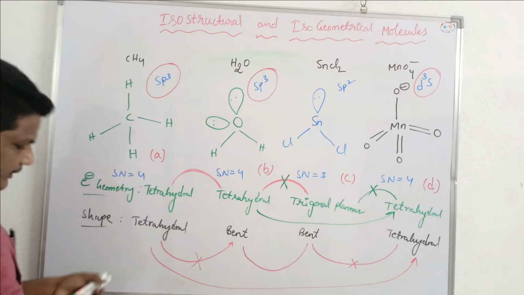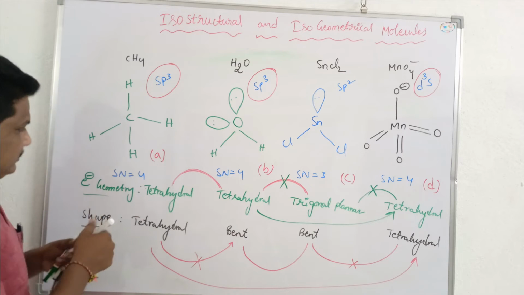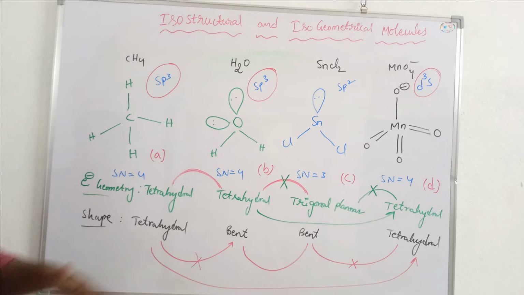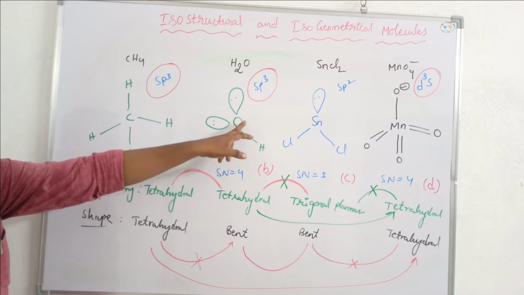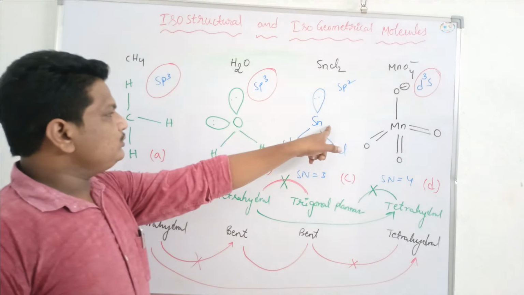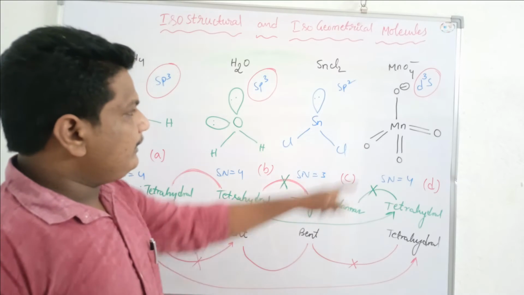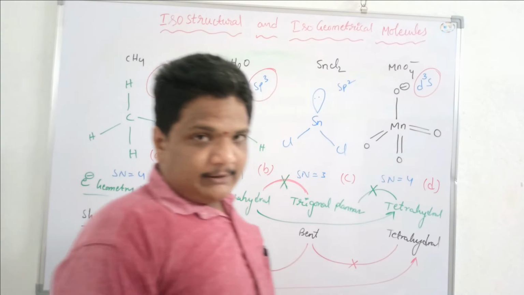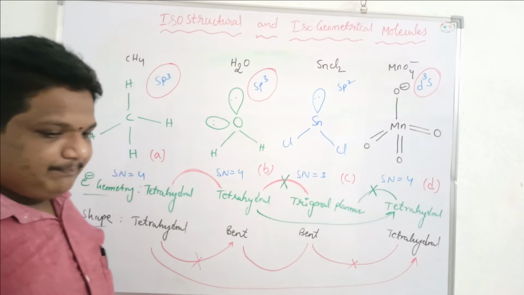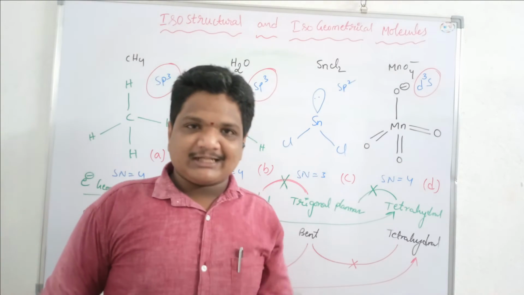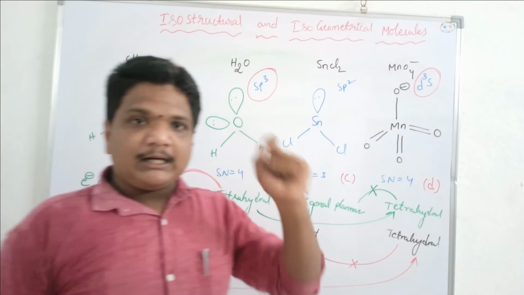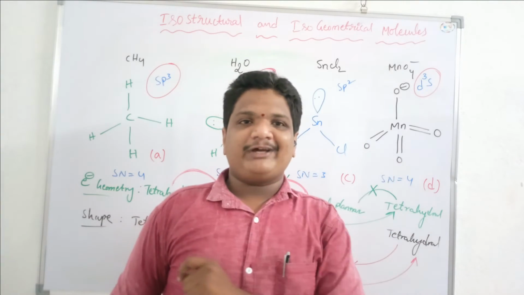Here in this one, we can observe 4 sigma bonds around the carbon, and here 2 sigma bonds and 2 lone pairs around the oxygen, and here we have 2 sigma bonds and 1 lone pair, and here we have 4 sigma bonds. In the case of isostructural species, they have the same number of sigma bonds and lone pairs of electrons.